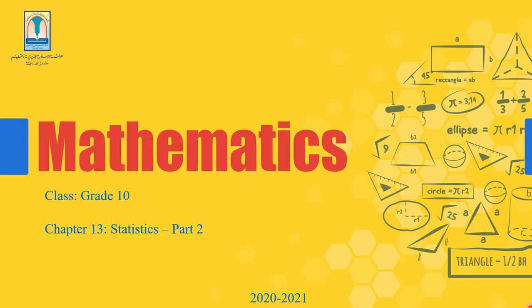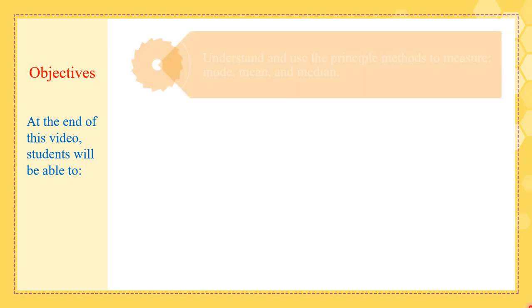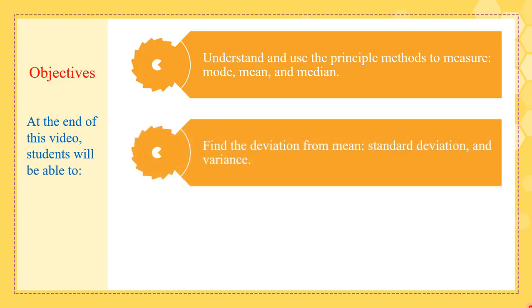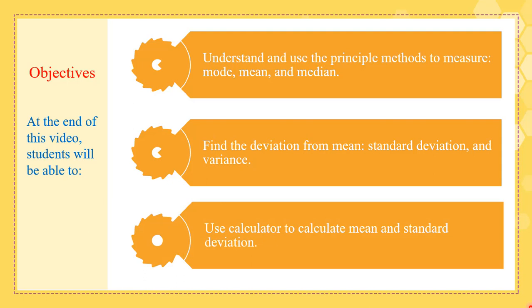Chapter 13 Statistics Part 2. Objectives. Understand and use the principal method to measure mode, mean, and median. Find the deviation from mean, standard deviation, and variance. Use calculator to calculate the mean and the standard deviation.